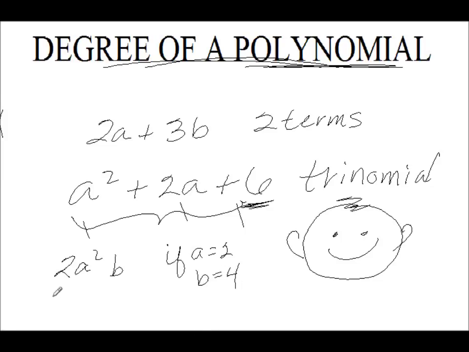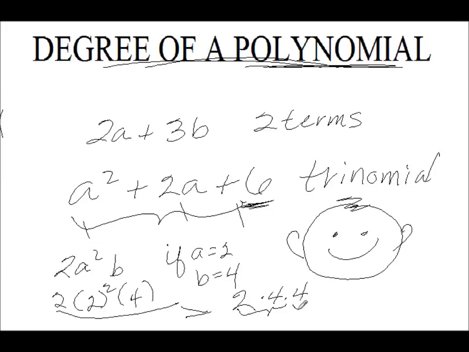And that's just substituting everywhere there's a letter. You put in the number that it's worth, and you do the arithmetic on it. So this would be the same as 2 times 2 times 4, no wait, 2 times 4 times 4. 2 times 4 is 8, times 4 is 32. So sometimes you have to evaluate.